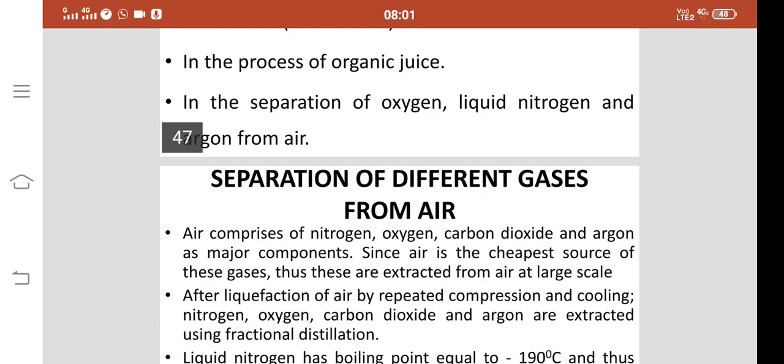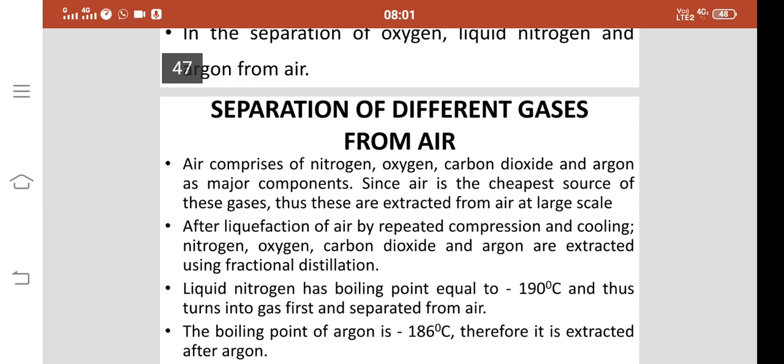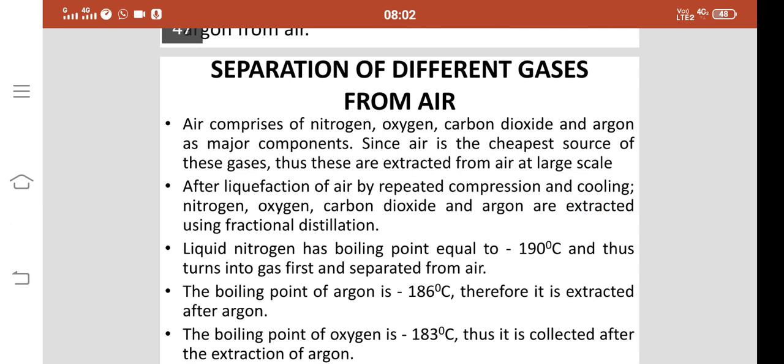After liquefaction of air by repeated compression and cooling, nitrogen, oxygen, carbon dioxide and argon are extracted using fractional distillation. Liquid nitrogen has a boiling point equal to minus 190 degrees centigrade and thus turns into gas first and is separated from air. The boiling point of argon is minus 186 degrees centigrade. Therefore, it is extracted after nitrogen.